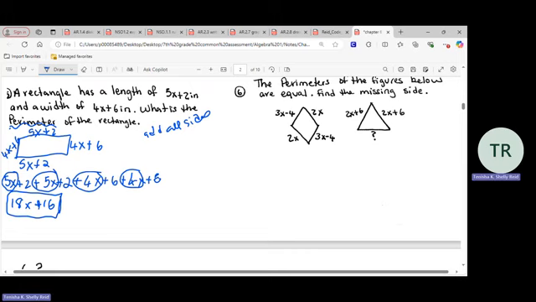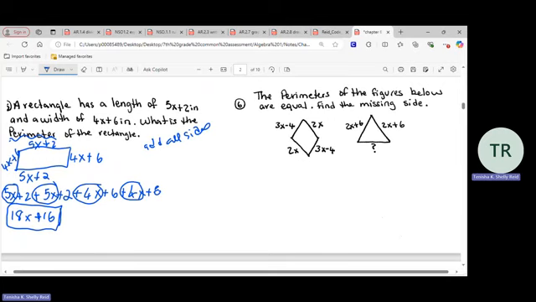Let's look at number 6. Number 6 is a little bit more tricky. It says the perimeters of the figures below are equal. Find the missing side. So I know that the perimeter, again, adding all the sides of the rhombus is equal to the triangle, but oh my goodness, I don't know what that is. So let's try and find the perimeter of the rhombus. Pause and go ahead.